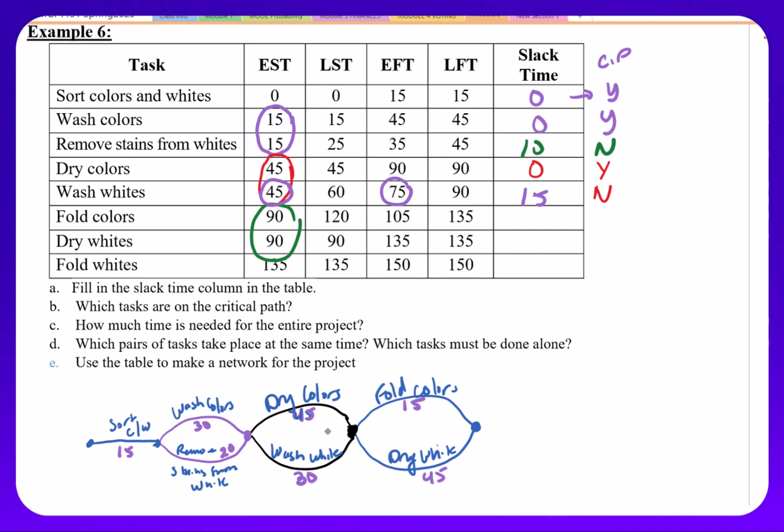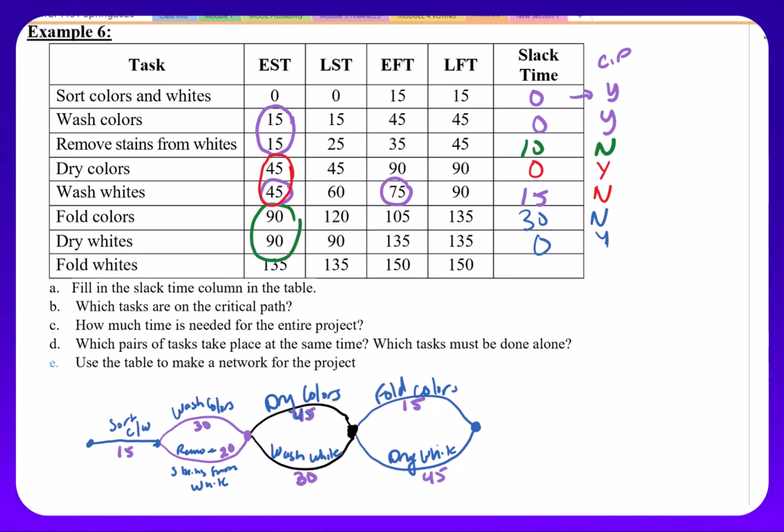So looking at this one, my limiting task is drying my whites because it takes longer. So drying my whites is my critical path, which means that I should have 0 for my slack time, which makes sense. 90 minus 90 or 135, 135. I do have slack time for folding my colors. We can look at my drawing below. 45 minus 15 gives me 30 minutes, but that should also match the distance between the latest start time and the earliest start time. 120 minus 90 gives me 30. That is not part of my critical path.